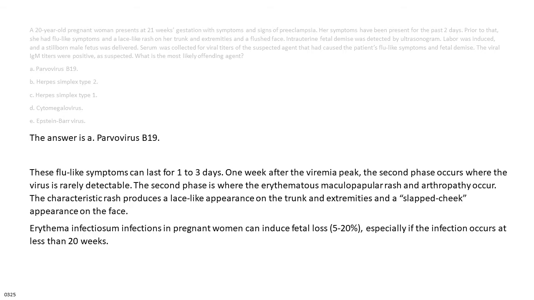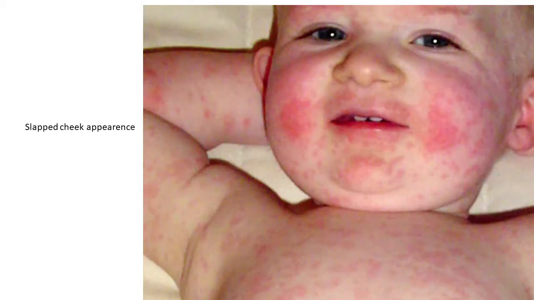One week after the viremia peak, the second phase occurs, where the virus is rarely detectable. The second phase is where the erythematous maculopapular rash and arthropathy occur. The characteristic rash produces a lace-like appearance on the trunk and extremities and a slapped cheek appearance on the face. Erythema infectiosum infections in pregnant women can induce fetal loss, 5 to 20%, especially if the infection occurs at less than 20 weeks.